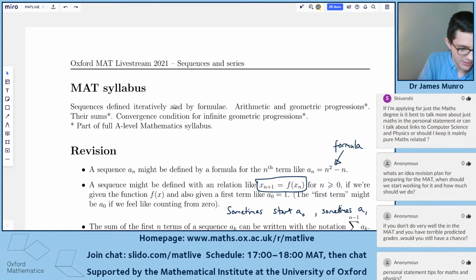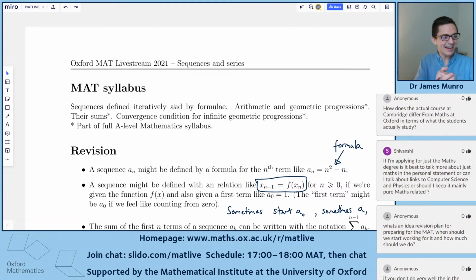If I'm just applying for maths, is it best to talk about maths? Can I talk about links to computer science and physics? You can talk about links if you want to. You can say I'm applying for maths, I'm interested in doing maths at university because I want to understand how the universe works through quantum physics or something, and I've decided that understanding maths is the best way to do that. You can tell us that sort of thing. That's fine. You're allowed to be interested in other stuff.